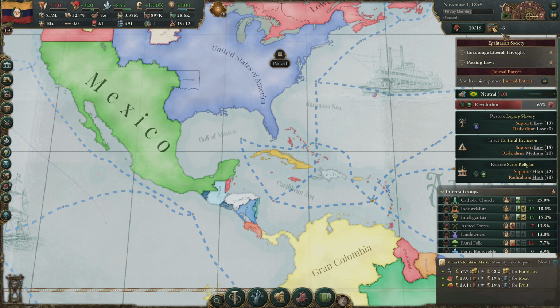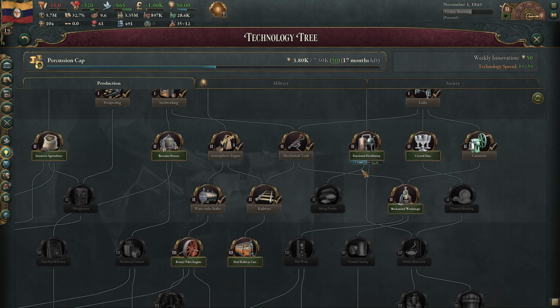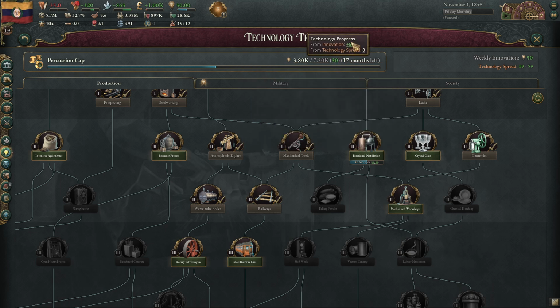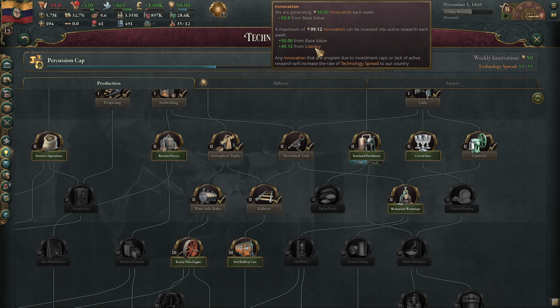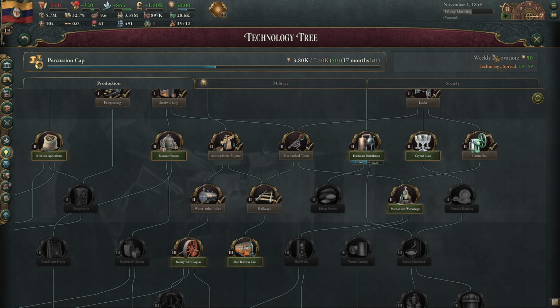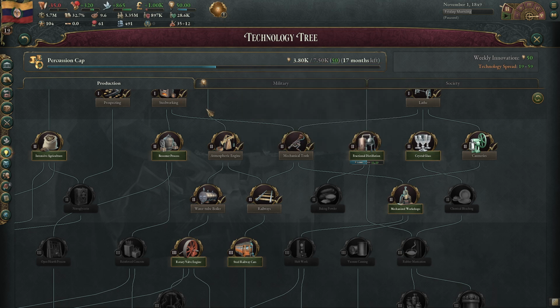And yeah, I'm having this in the queue. We just need to fix our infrastructure first. So that is how all of this is working. And the technology spread, of course, we have a bit less. We have 25 base and 24 from literacy. So we get way more possible innovation from literacy in our research slot, but we also get a little bit extra in our spreads. And we need to get rid of the minus penalties, of course. So that is how it works.